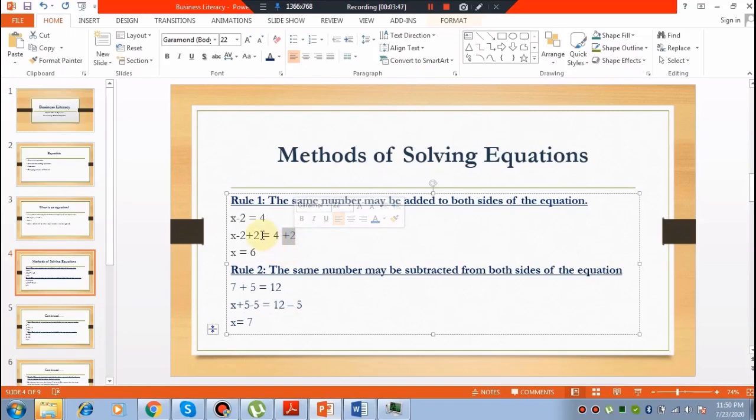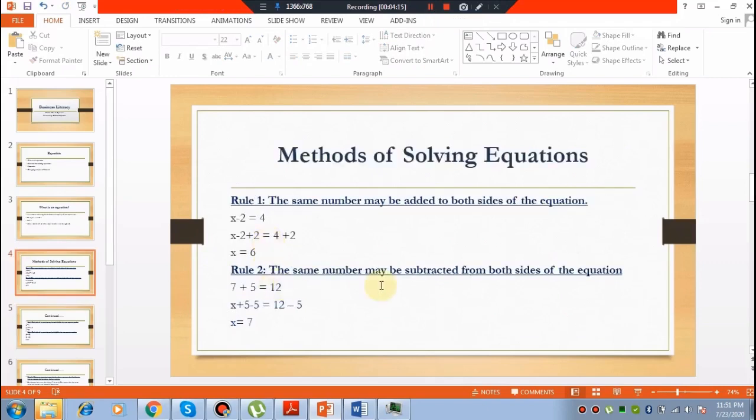So let us solve for x. Remember, guys, we did rules on negative numbers and positive numbers. Refer to that module in case you've forgotten. Minus 2 plus 2, if memory serves me well, gives you a 0. So x is equal to 4 plus 2, so x is equal to 6. Simple and straightforward. Then what does rule number 2 say?